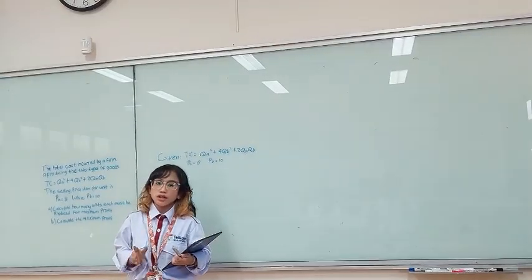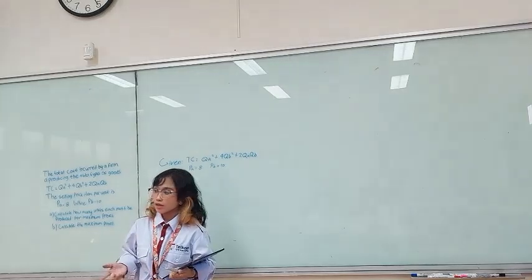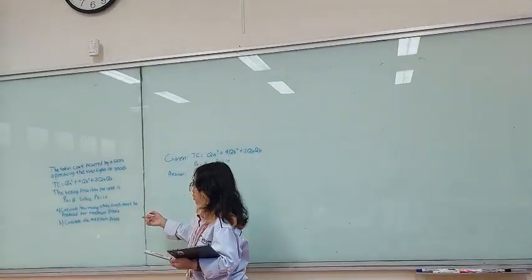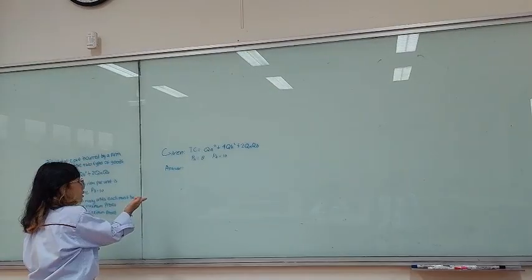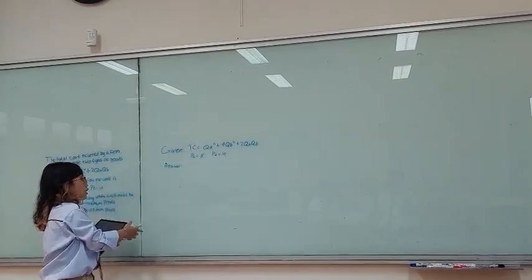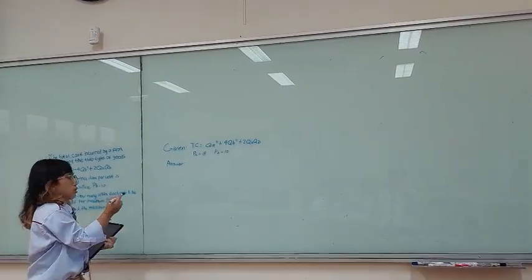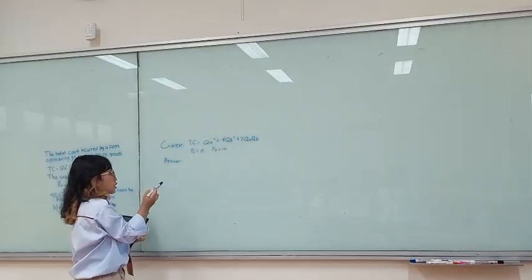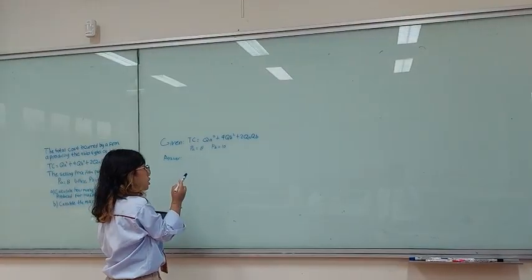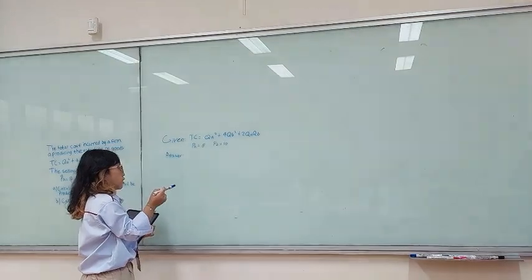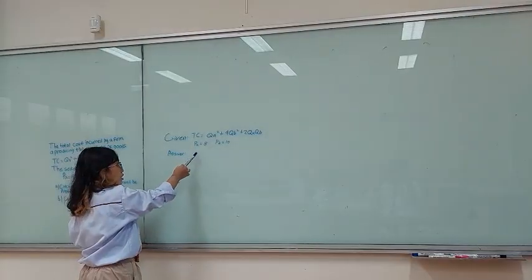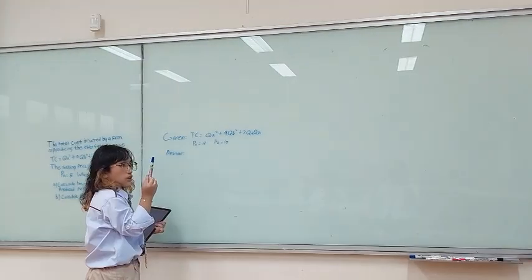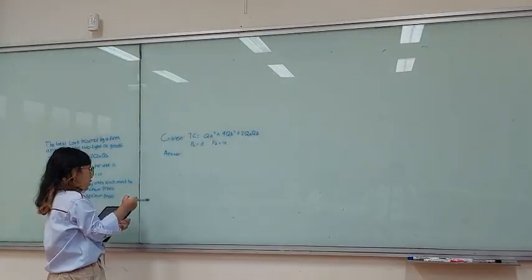Okay, hello, I'm Zahra. Now I will solve the question about maximum profit. The given is TC = QA^2 + 4QB^2 + 2QAQB, and the price for goods A is 8 and the price for goods B is 10.